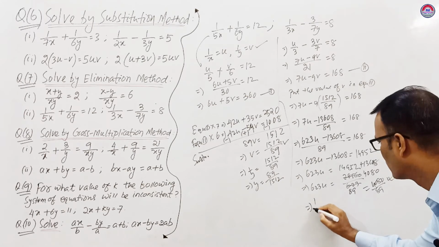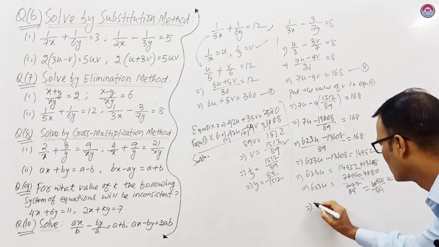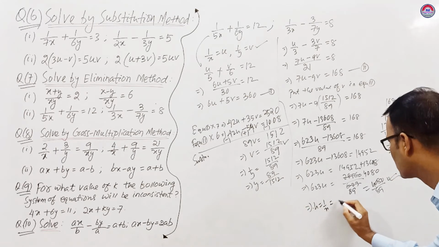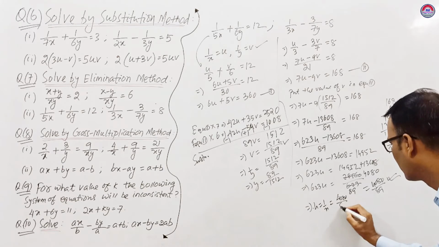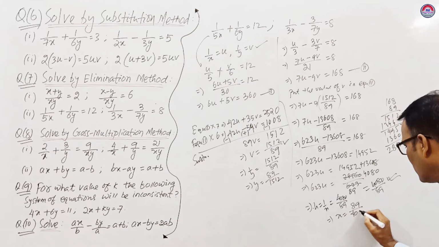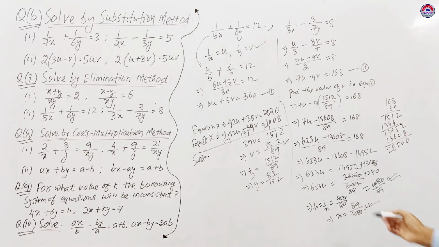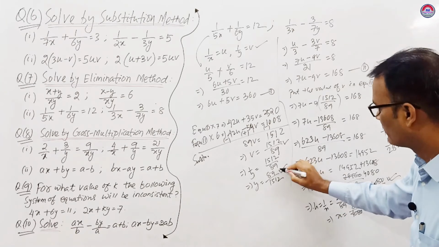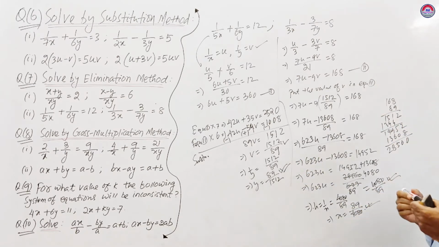So u is what? 1 by x equals u. So 1 by x equals 4080 by 89. That implies x equals 89 by 4080. That is the answer: x equals 89 by 4080 and y equals 89 by 1512. Okay, the calculation is important.